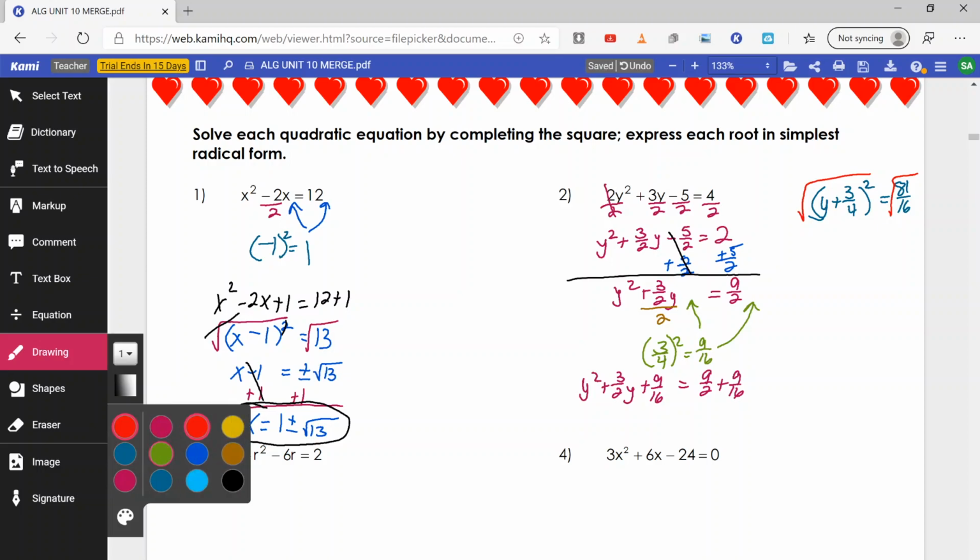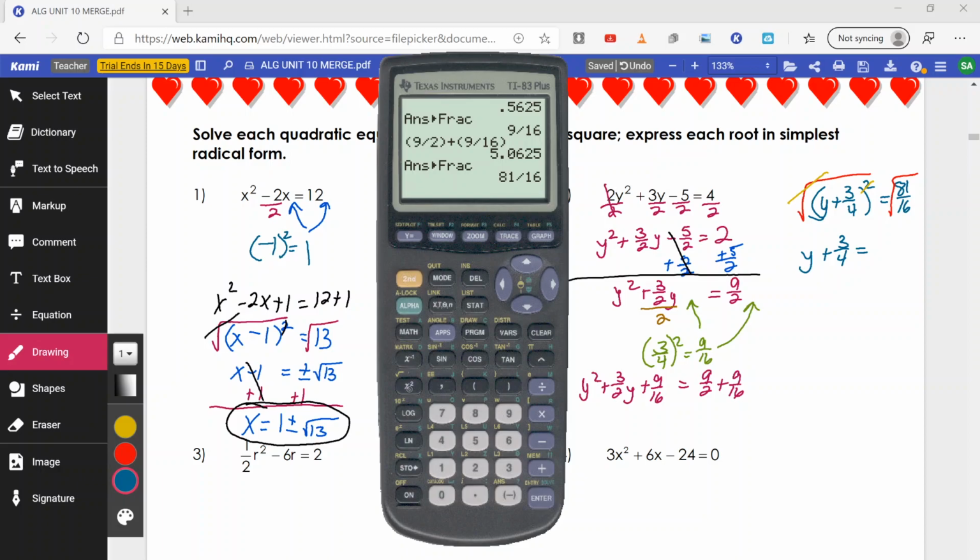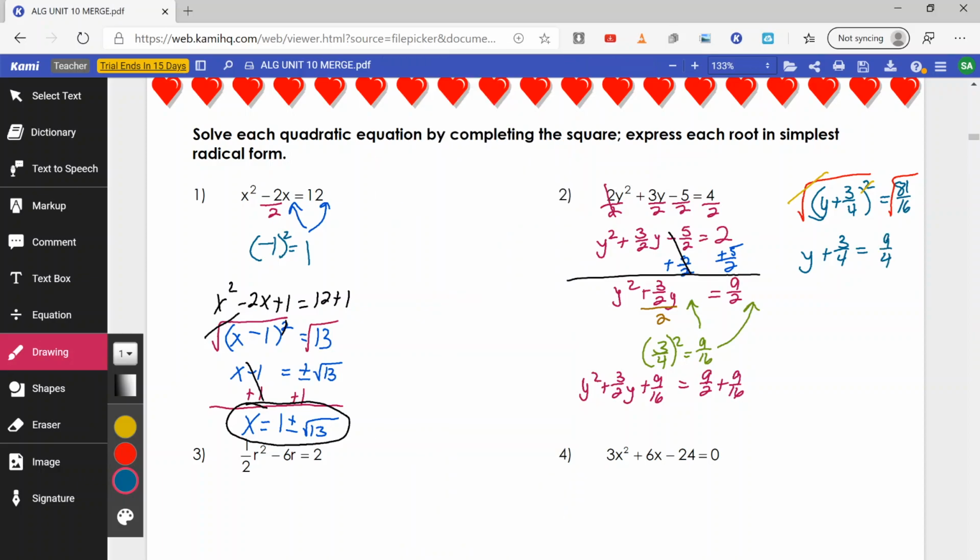When I take the square root of both sides, the square root and the exponent of 2 will cancel out. It leaves me with y plus 3/4 equals, and then I will take the square root of 81/16. That gives me 2.25, which as a fraction is 9/4. And again, once I take the square root of a number, I get a positive and a negative value. So the last thing I will do is subtract 3/4 from both sides.